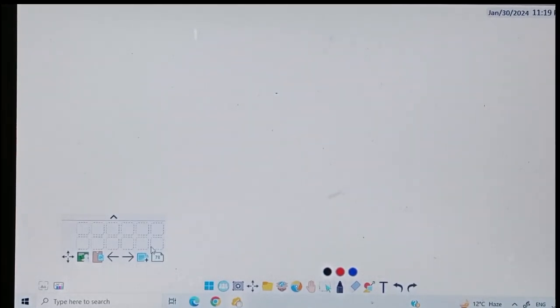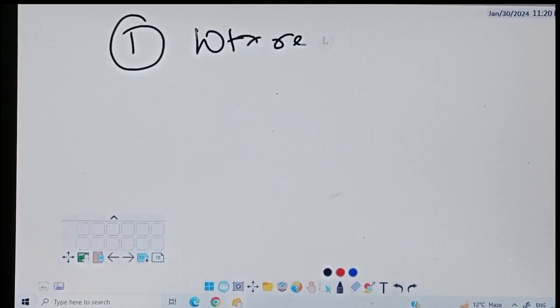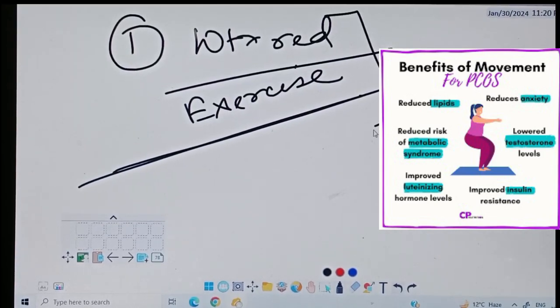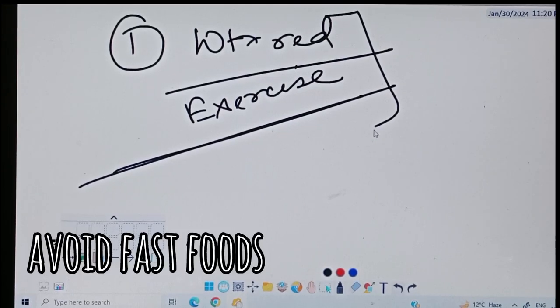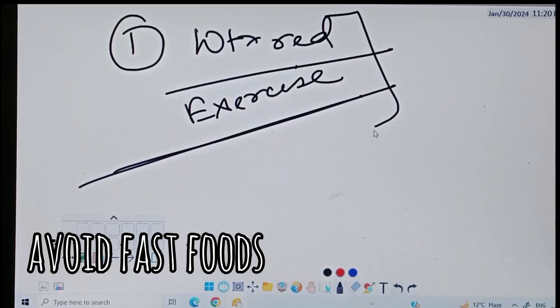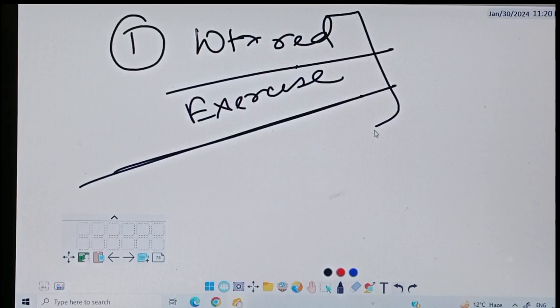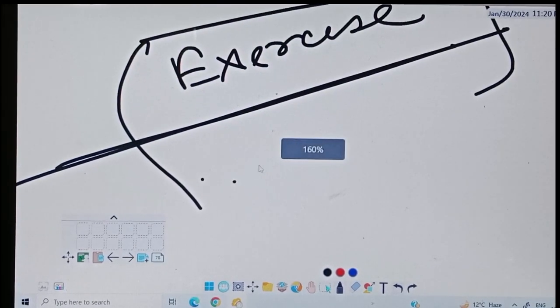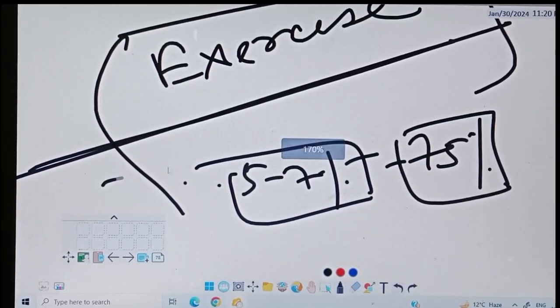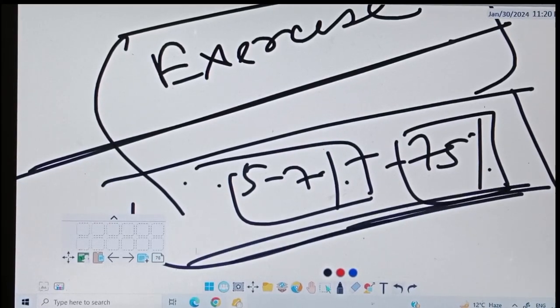Next, how does obesity affect PCOS, and what can we do? The first conservative management is weight reduction and exercise. If a patient comes and says, doctor, I am not able to get my cycles regularized, I am gaining lots of weight, what should I do? Your first advice should be, you have to reduce weight, you have to avoid fast foods, you have to start exercising, and if you can't exercise, at least do brisk exercise for 10 to 15 minutes a day. And it's very easy. Only 5 to 7% of weight reduction can lead to 75% restoration of fertility. Therefore, you have to motivate her for weight reduction.